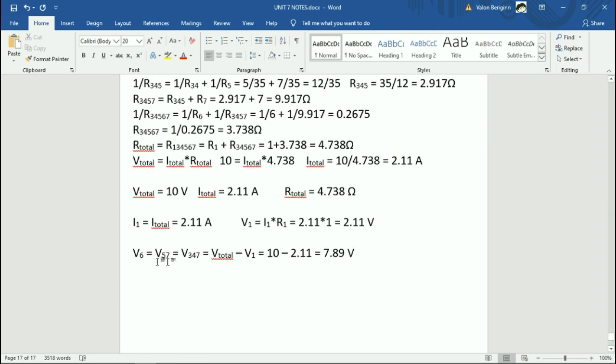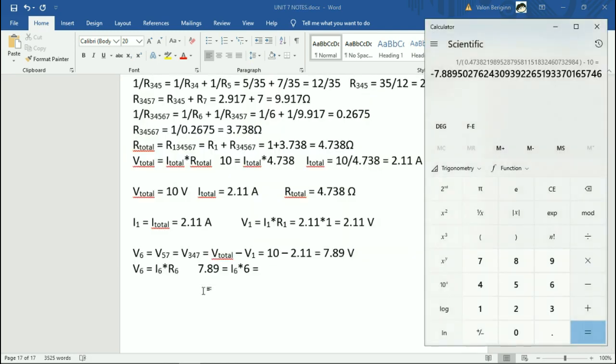So, now, this means that we have V6. Again, then we have to figure out these paths by themselves. So if we have V6, we can then find I6, right? So V6 equals I6 times R6. So we have 7.89 equals I6, what we're solving for, times R6, which is just 6.